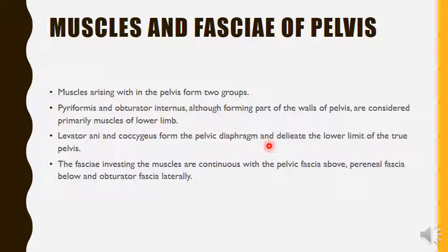The fascia investing the muscles is continuous with the pelvic fascia above, the perineal fascia below, and the obturator fascia, that is the fascia covering the obturator internus muscle laterally. We'll now see mainly the levator ani and coccygeus muscles, because these two form the pelvic diaphragm, and also discuss a little bit about the fascia of the pelvic diaphragm.